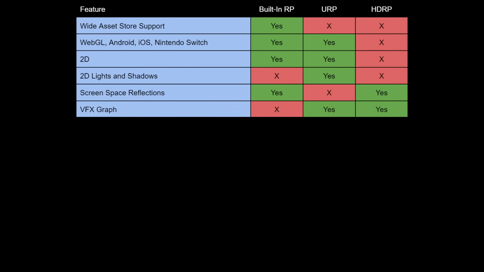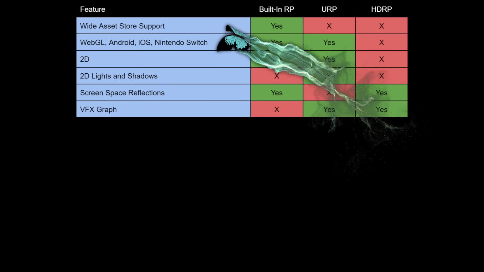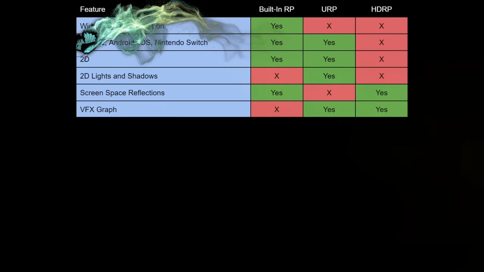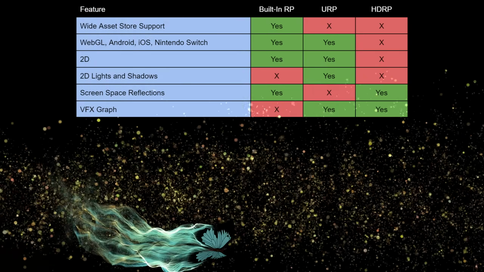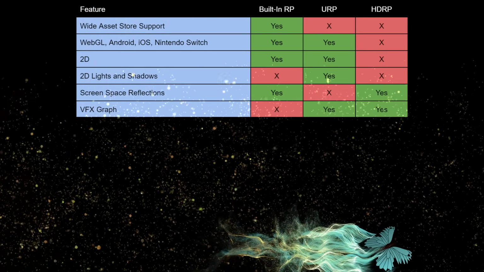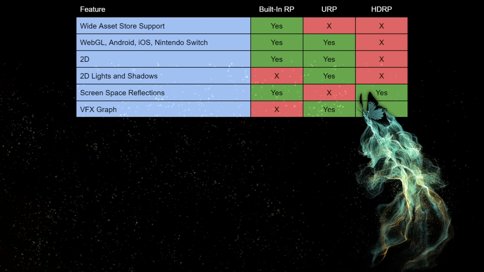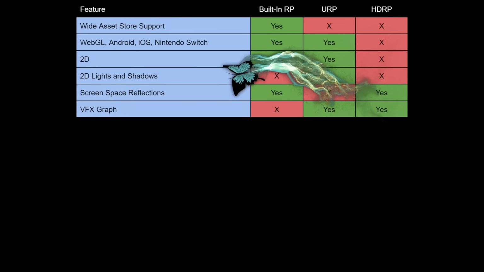And then we have the VFX graph, which is a new type of particle system driven by GPU power. Very performant, but unfortunately it cannot interact with the world and physics. But if you want to use the VFX graph for nice visuals and millions of particles, then you cannot use the built-in render pipeline. You have to go for URP or HDRP.